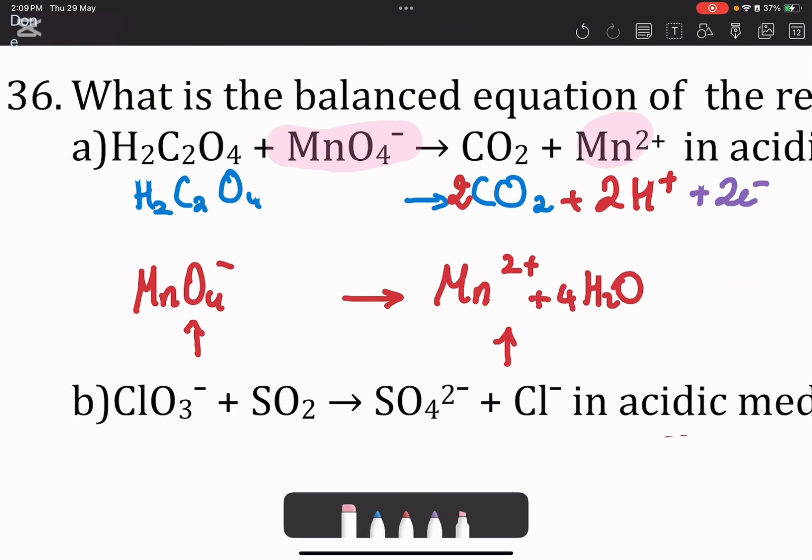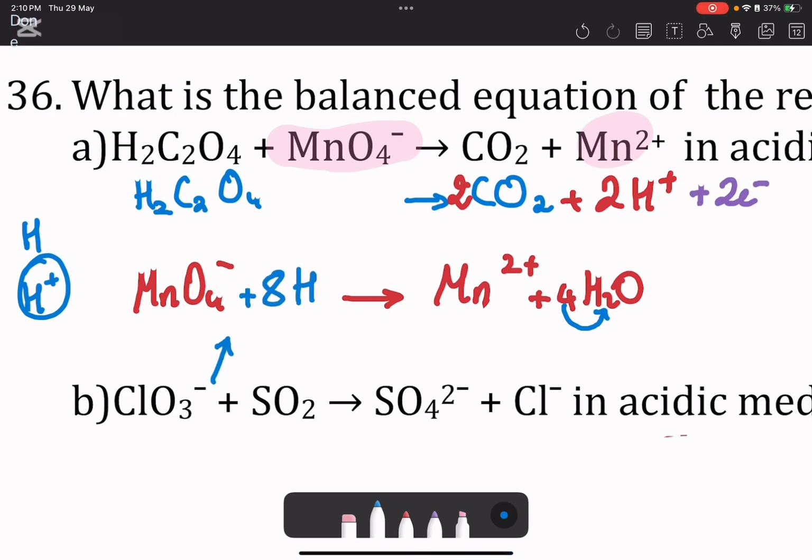Now, after balancing the O, we start thinking about balancing the H by adding H+ on the side that requires hydrogen. Don't forget to multiply by the coefficient. I have 4 times 2, that is 8. So I'm missing over here 8 hydrogens, so it's gonna be 8H+. Don't forget the plus.